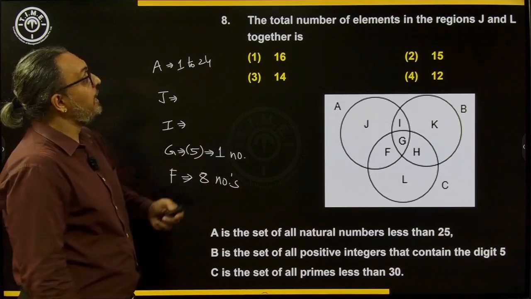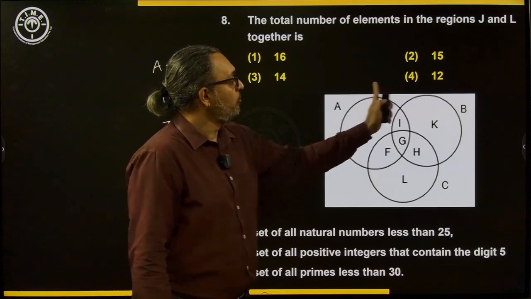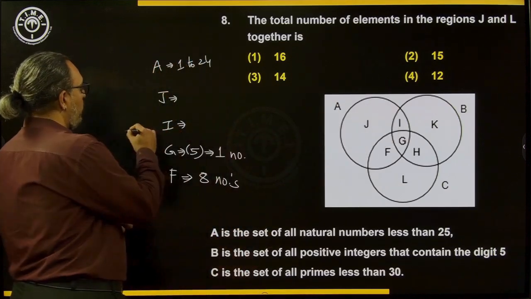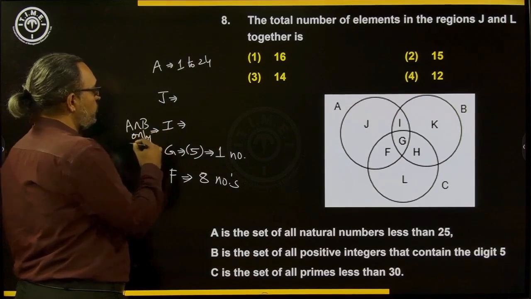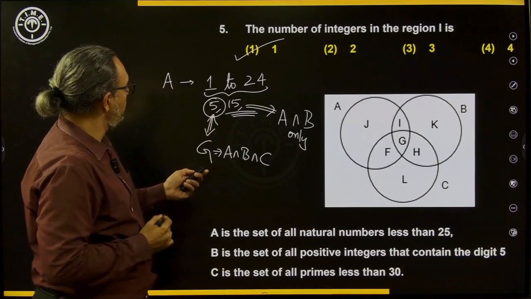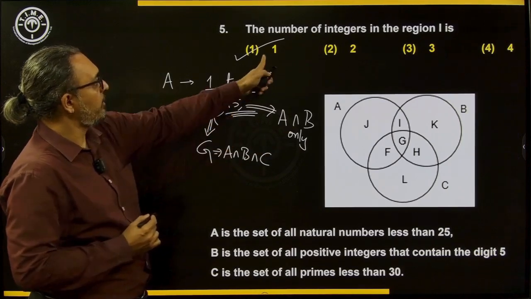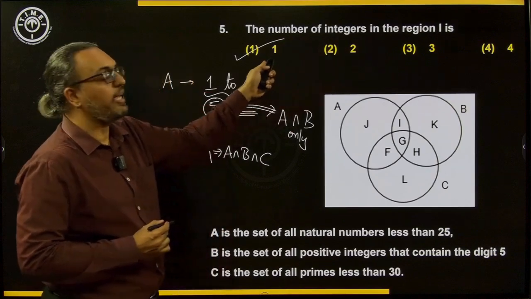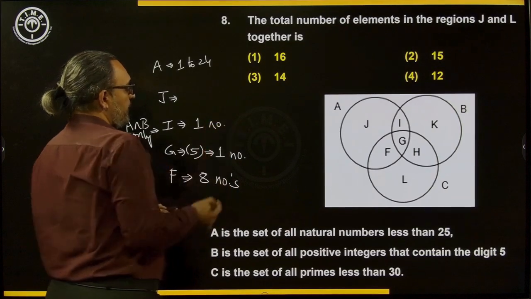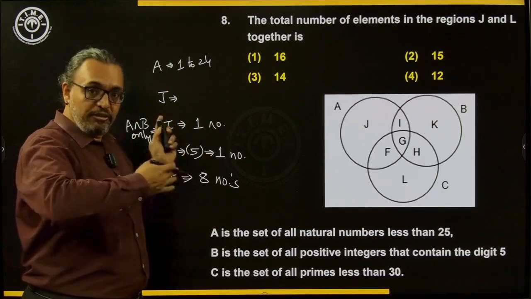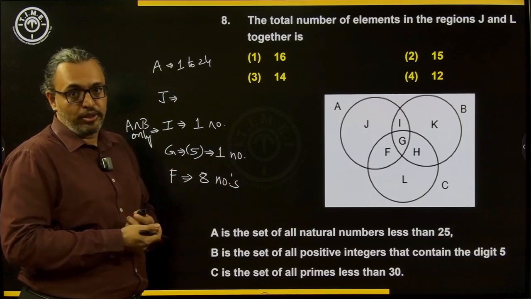Correct? For I, how many numbers? Because I is for A intersection B only. So did we check I? A intersection B only, there is only one number. See the number of integers in region I. There is only one. So here also there is only one number. So the previous work will definitely help. So that is what you need to understand here.